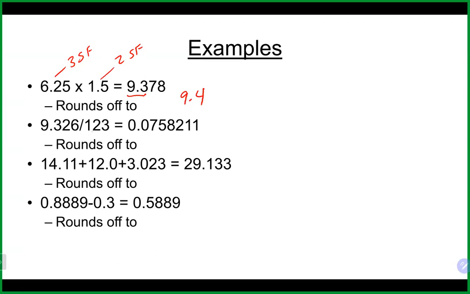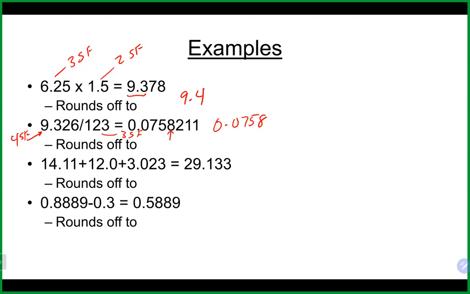Here we're dividing, which means that is 4 significant figures. That is 3 significant figures. That means our answer should end up at 3 significant figures. And here the 3rd significant figure would be the 8 in this case. Looking at the 2 that's next to it, we'll drop the rest of it. So 0.0758.